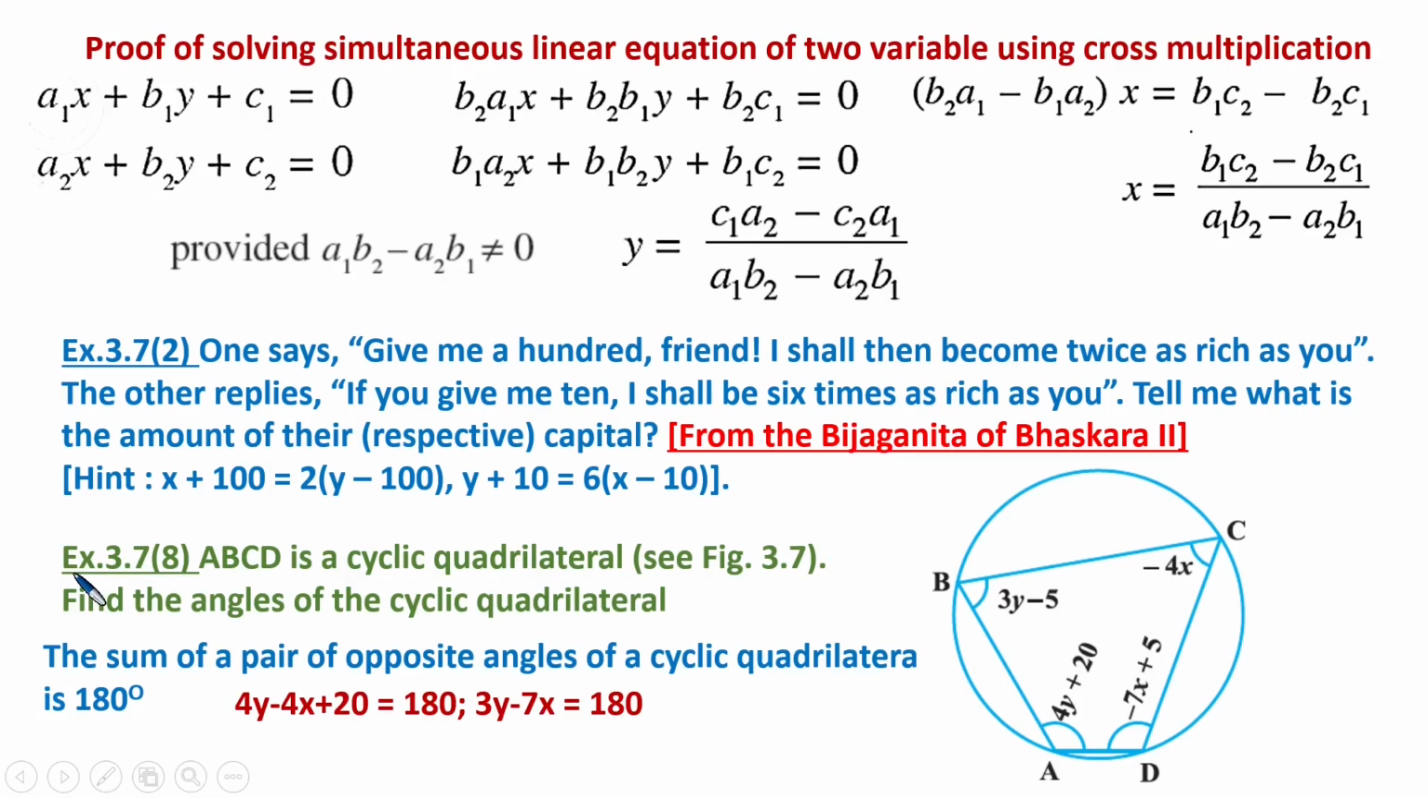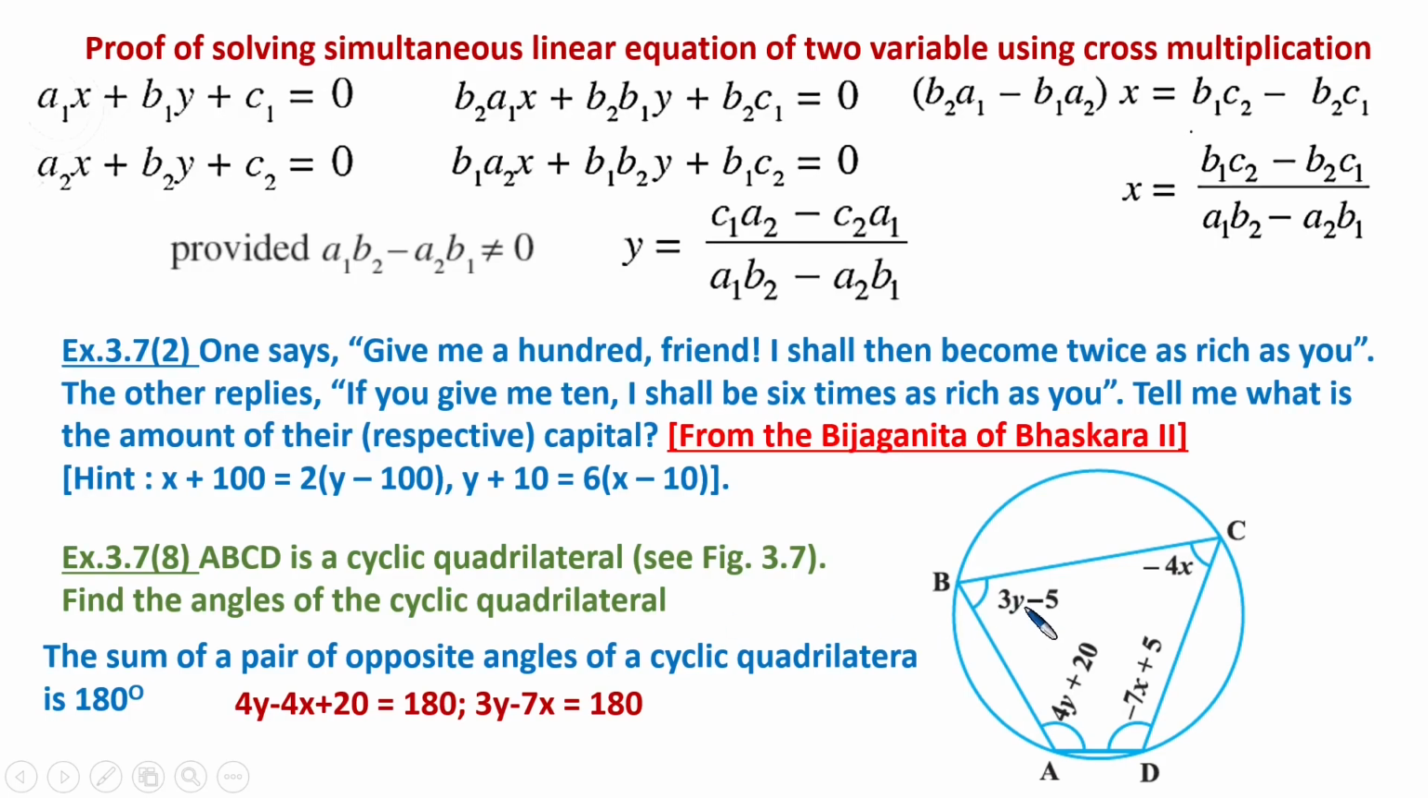Now another exercise. It says ABCD is a cyclic quadrilateral. See this figure. In this quadrilateral, each vertex is touching the circle. All the vertices should touch the circle, then it's called a cyclic quadrilateral, and this has been discussed in greater detail in class 9 and also maybe in the geometry classes of class 10. So please go through them. I don't want to repeat it here again. Find the angles of the cyclic quadrilateral.